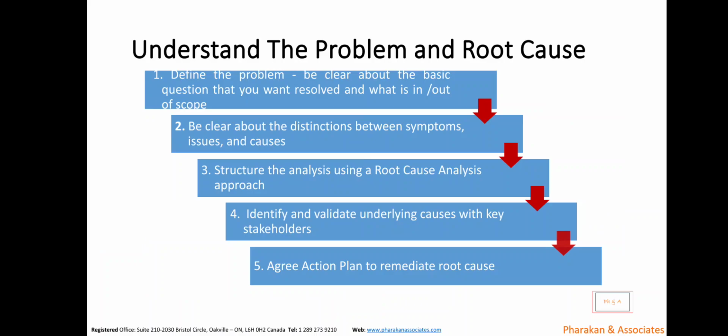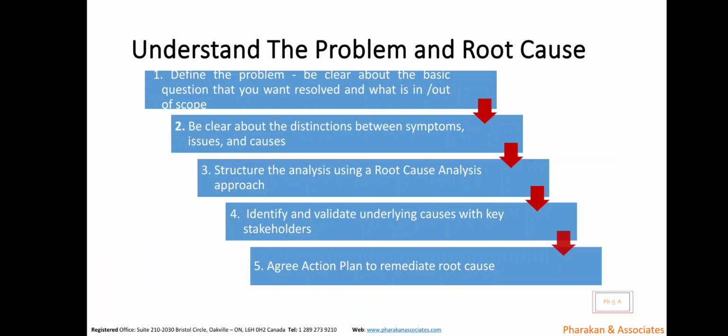You can use any tool, you can use any method, but each of those methods, whether it's 5 whys, fishbone, they will definitely go through these 5 steps. Step 1 is for you to define the problem. Be clear about the basic question that you want to resolve. Second one is that we need to be clear between the distinctions between symptoms, issues, and causes.